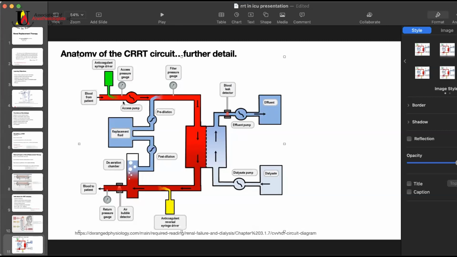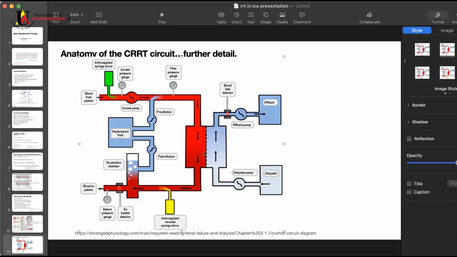And so there are all these pressure gauges. There's the access pressure gauge. If the flow is too sluggish from the patient, and it's not meeting what you've set into the machine to draw, then it will alarm for excessive negative pressure, or sometimes it's just the catheter that has a problem and needs to be changed. Anyway, so this is pre-dilution. This replacement fluid can be given pre-dilution or post-dilution or both, in varying ratios, depending on what you're trying to achieve.